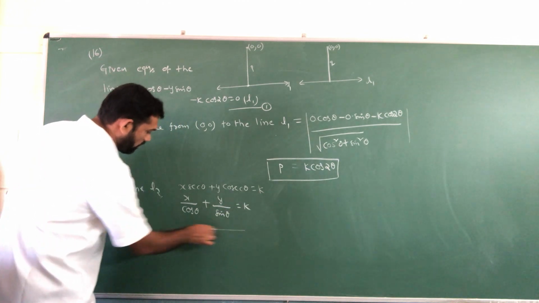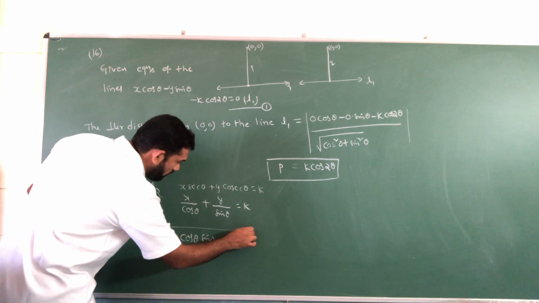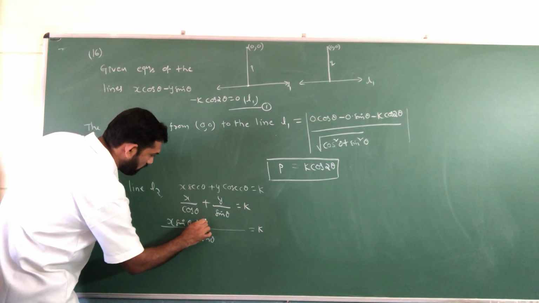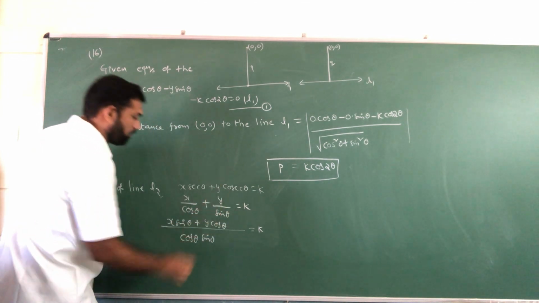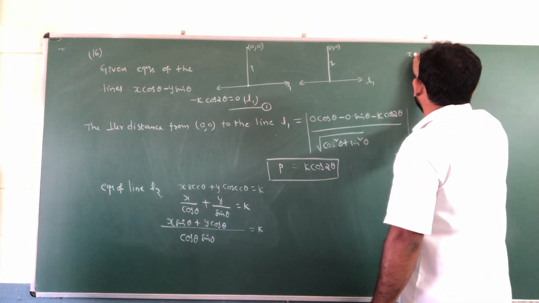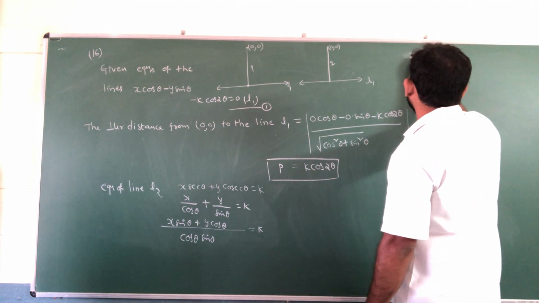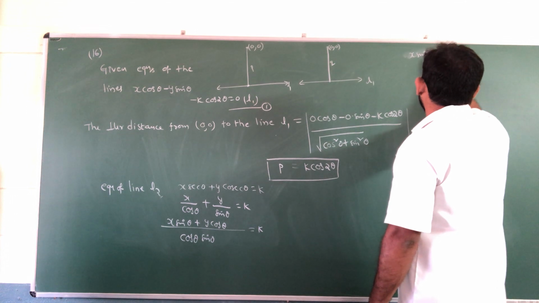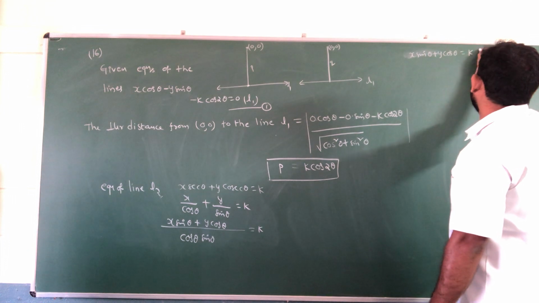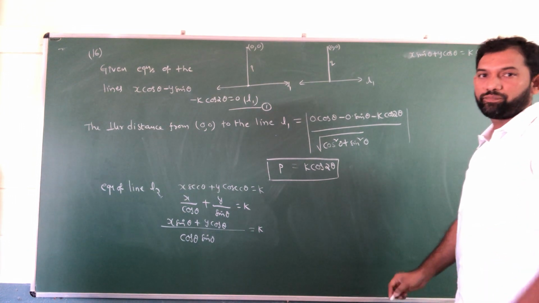Again cross multiplication, what happens? x sin theta plus y cos theta is equal to k into cos theta sin theta. Again simplification: x sin theta plus y cos theta is equal to k into sin theta cos theta. Understand?